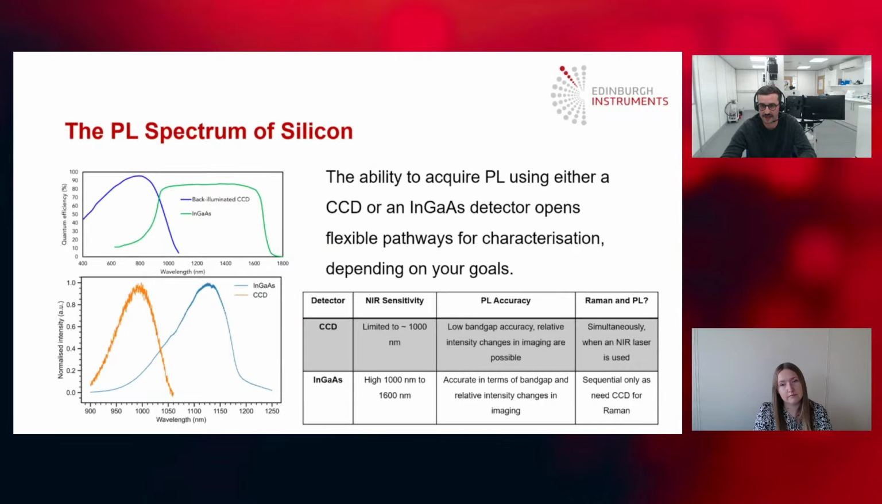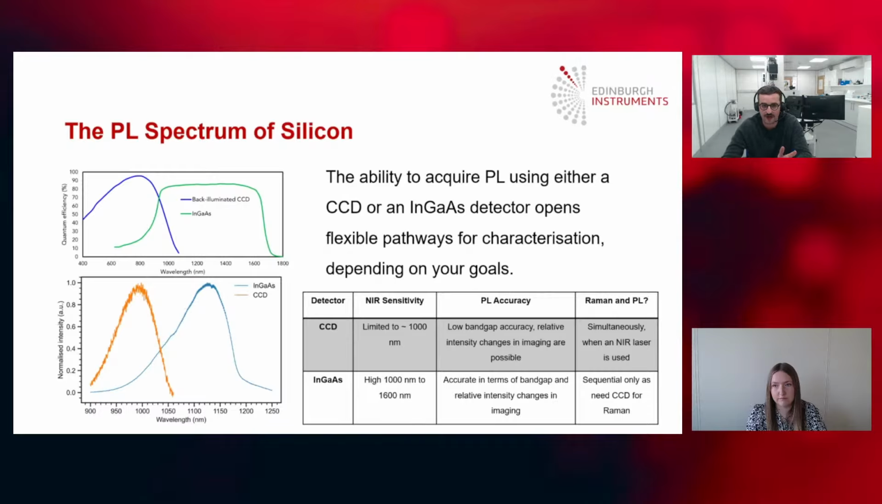So if you detect silicon PL with both detectors, you'll see a big difference in the intensity and spectral position of the measured signal, as you can see on screen. These spectra were both acquired with a 532 laser on the same part of the sample. We just used different detectors. So when you use an InGaAs, the PL peak is centered at about 1120 in this case, which accurately reflects the intrinsic emission of the silicon close to the band gap energy. But when you use a CCD, the PL peak blue shifts and is centered at 980. So this is an artifact of the rapidly falling quantum efficiency of the CCD.